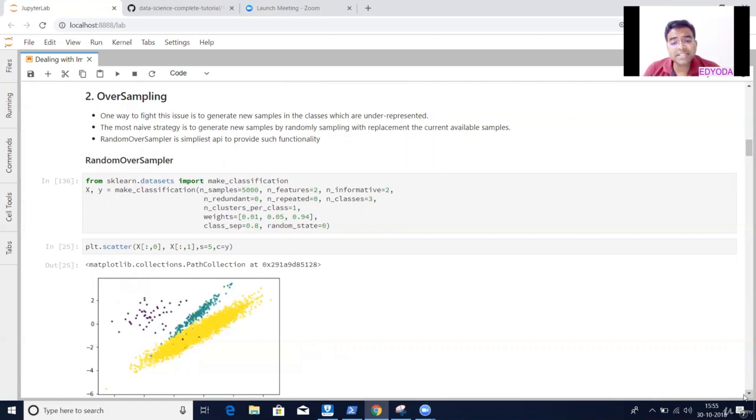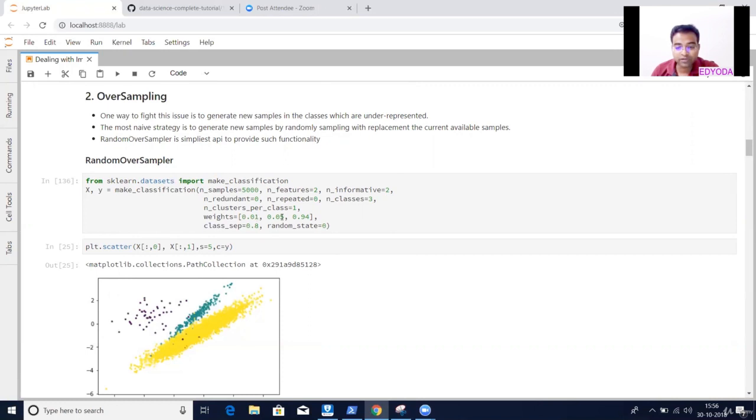Oversampling. One way to fight this issue is to generate new samples in the class that is underrepresented. So in the above example, we have A and B. Assume that A is the class which is underrepresented. That means there are fewer samples of it. You'll try to increase the number of samples in that class. The simplest approach to do this is to multiply them, right? We can do that with RandomOverSampler. It just repeats the undersampled contents. That's all.